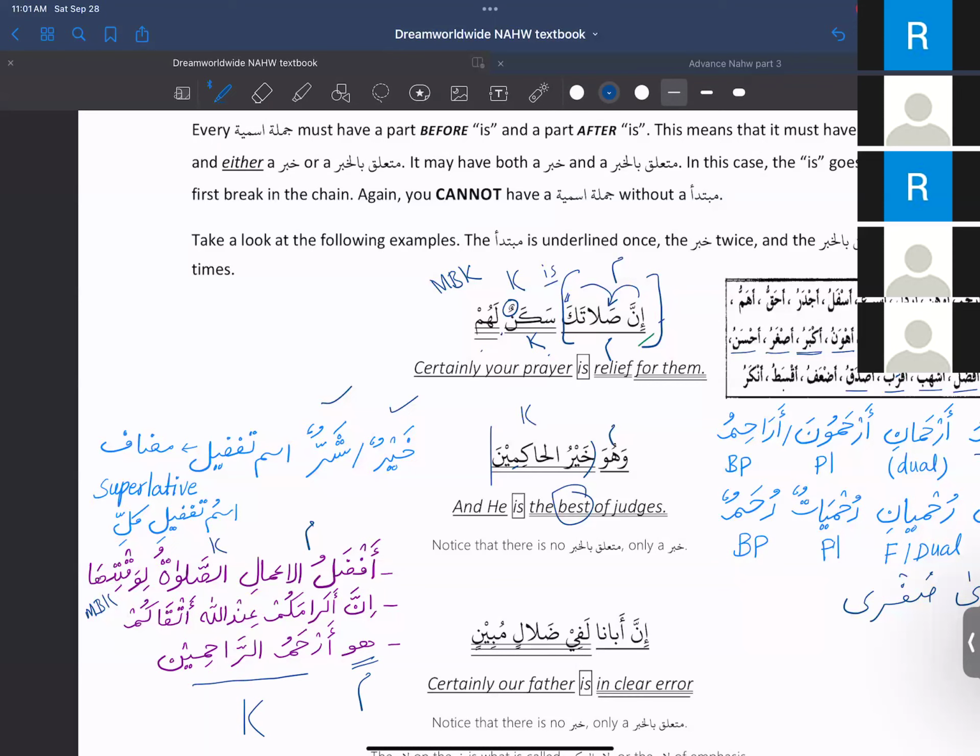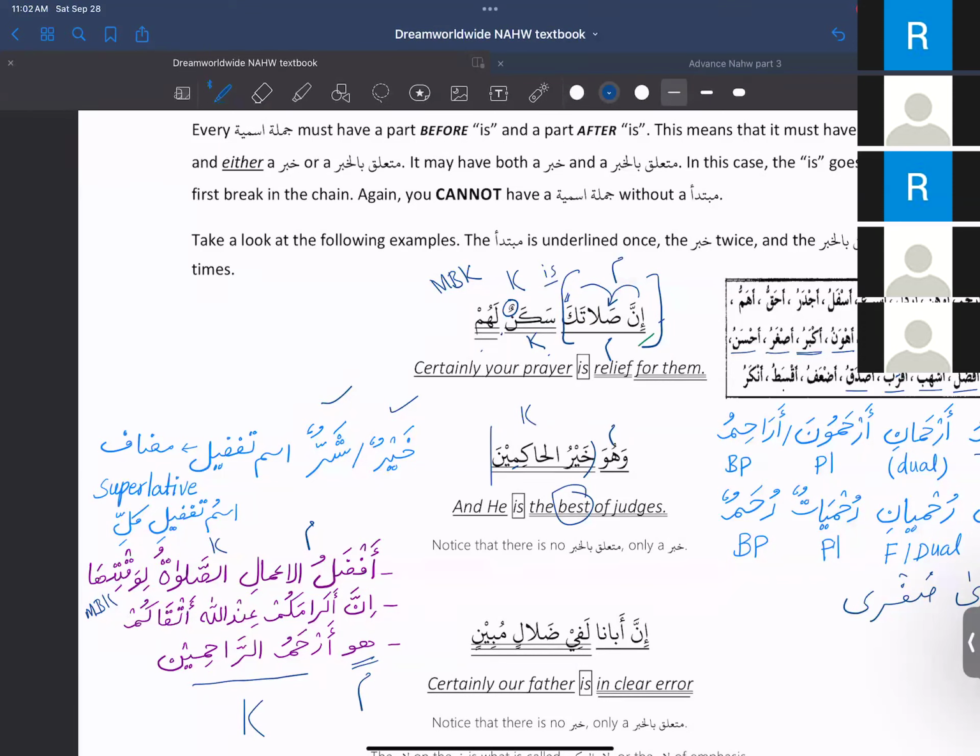Now arhamur rahimin is not one word, so we need to dig deeper. What kind of fragment do we have here? It's a fragment. Arhamu is on the pattern of akbaru, so this is ismu tafdeel. Now, am I going to translate it as comparative or superlative? Superlative, most. Why? Because arhamu is the mudaf over here.